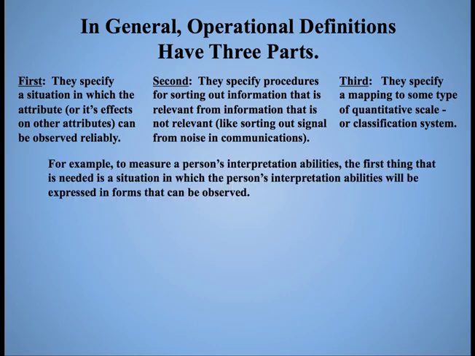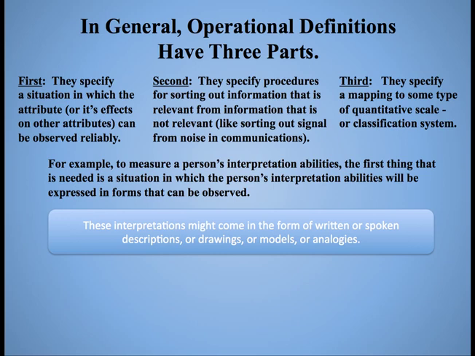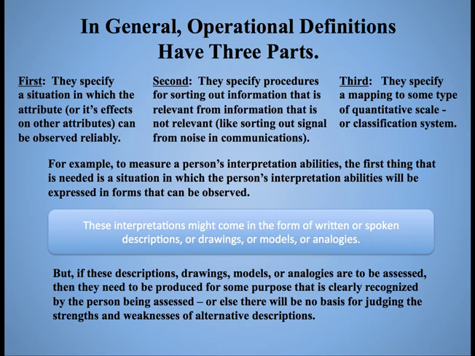For example, to measure a person's interpretation abilities, the first thing that is needed is a situation in which the person's interpretation abilities will be expressed in forms that can be observed. These interpretations might come in the form of written or spoken descriptions, or drawings, or models, or analogies. But, if these descriptions, drawings, models, or analogies are to be assessed, then they need to be produced for some purpose that is clearly recognized by the person being assessed, or else there will be no basis for judging the strengths and weaknesses of alternative descriptions.